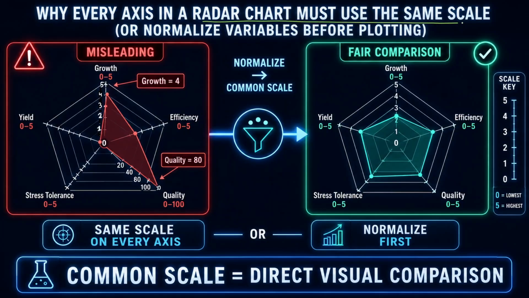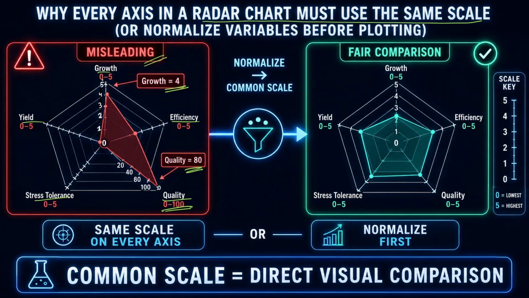Now let us understand why every axis in a radar chart must use the same scale. Look at the chart on the left. Growth, efficiency, stress tolerance and yield use a 0 to 5 scale, but quality uses 0 to 100. Therefore, a quality score of 80 stretches much farther than a growth score of 4. This makes quality appear unusually dominant. Even though the values are fine, the graph becomes misleading because of the different scales. For a fair comparison, every axis must use the same scale.